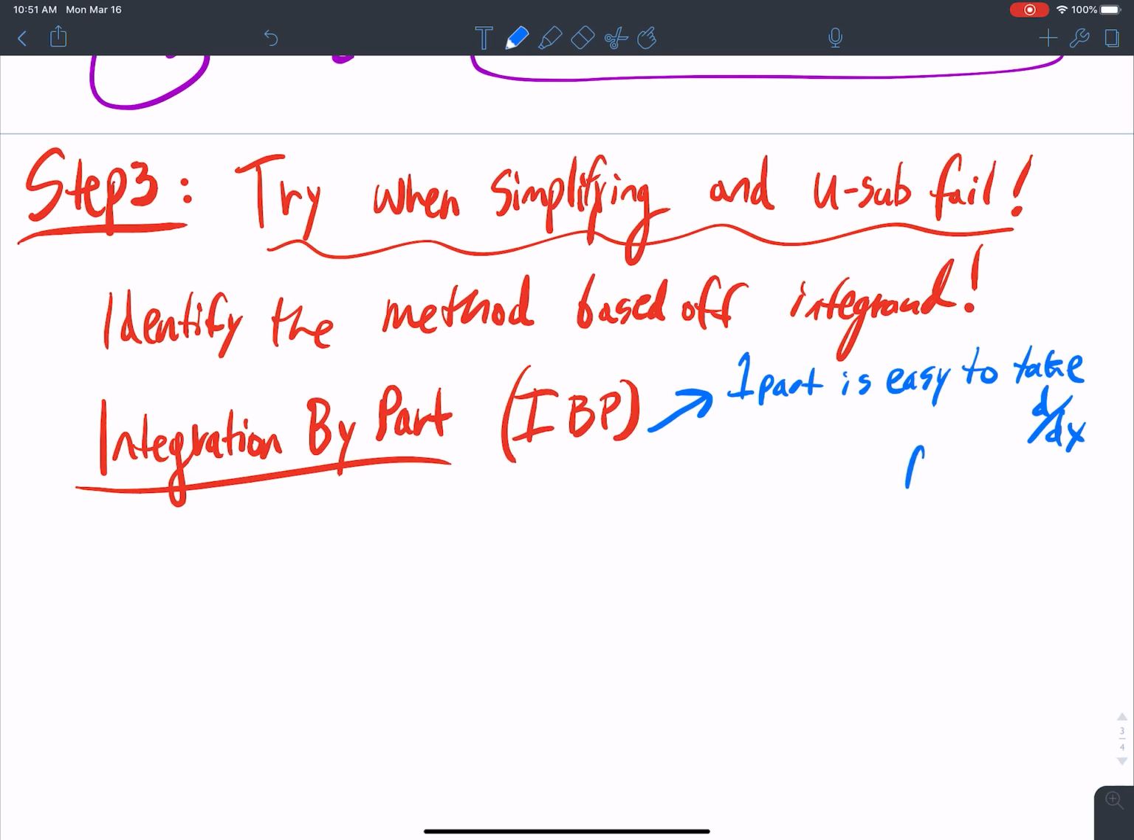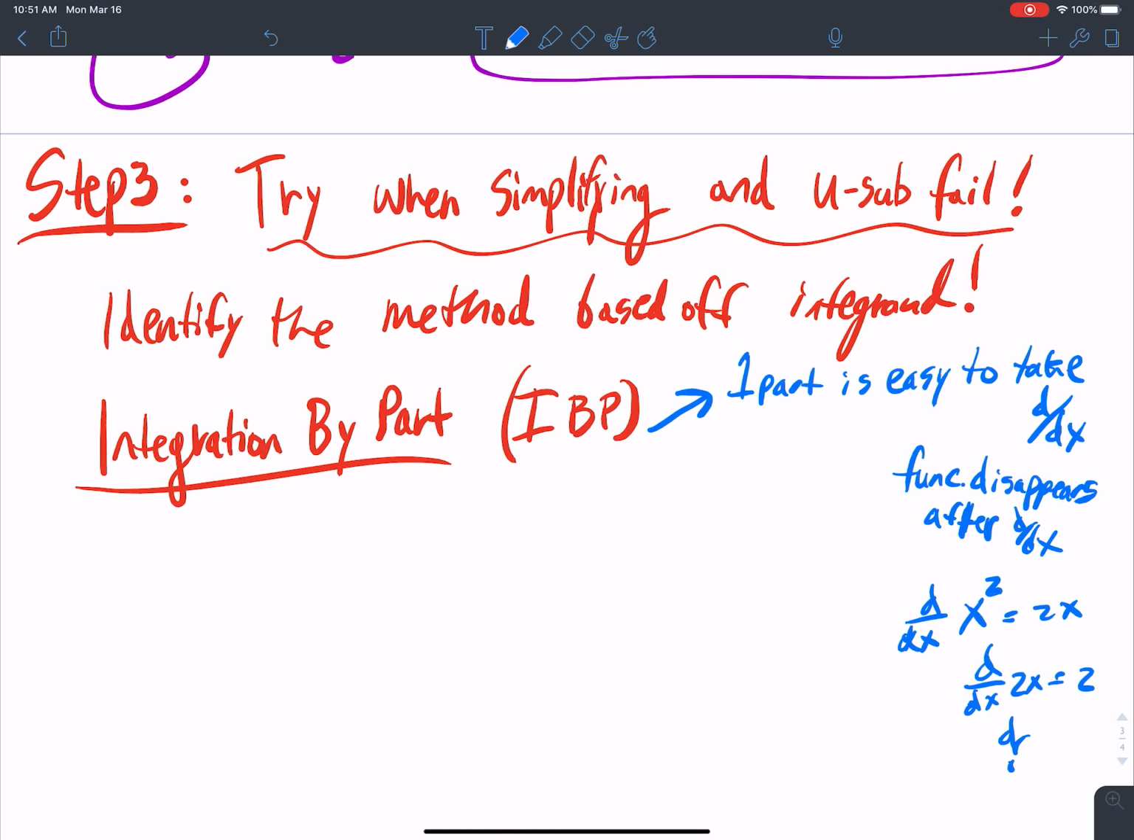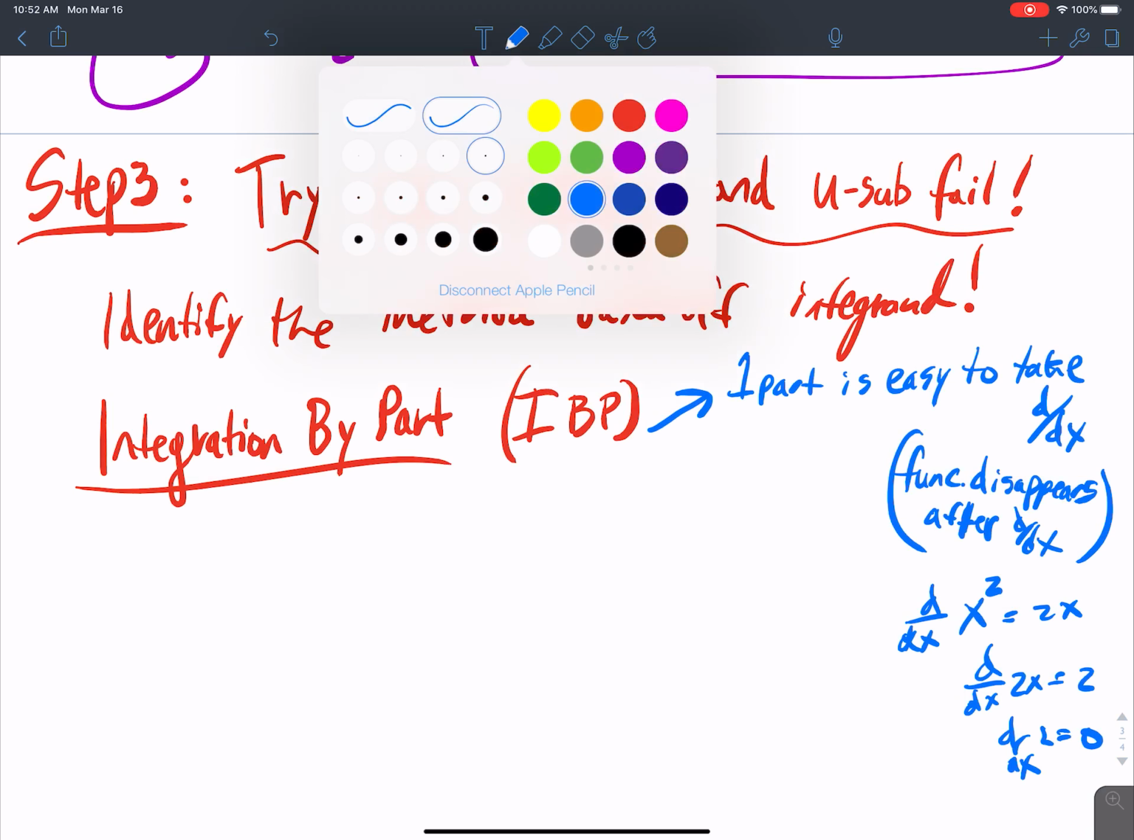Okay, so that means something like the function disappears after you take derivatives. So like x squared, I take the derivative of this, I get 2x. I take the derivative of 2x, I get 2. I take the derivative of 2, I get 0. So after a couple of derivatives, the function disappears. That's what I'm talking about there. So it's easy to take derivatives of.